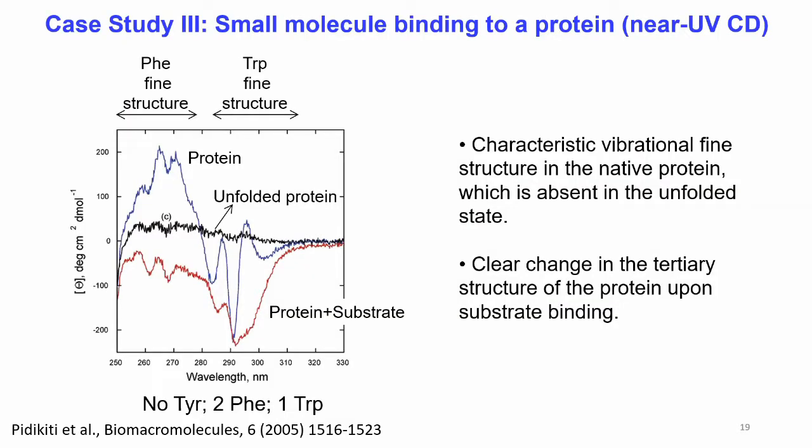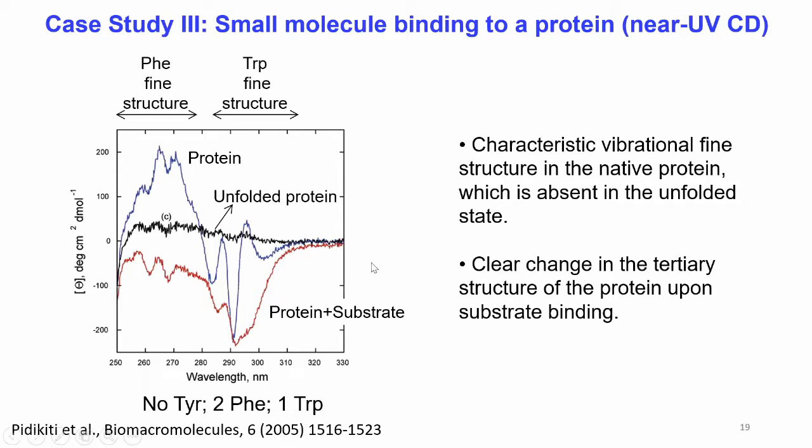Now I'm going to switch to near UV CD, where we have used near UV CD as a probe to monitor changes in the tertiary structure of proteins. This is the case of a protein which has no tyrosines, only phenylalanines and tryptophans. In the folded protein, the blue line, you can see beautiful vibrational fine structure of phenylalanine as well as tryptophan. When you compare the native protein with the unfolded protein, the vibrational fine structure has disappeared, and the near UV CD is almost close to zero.